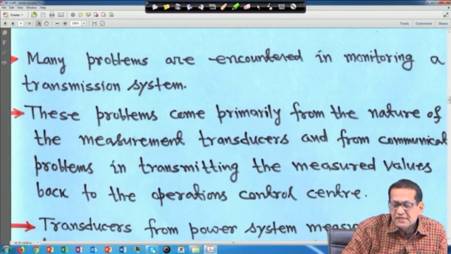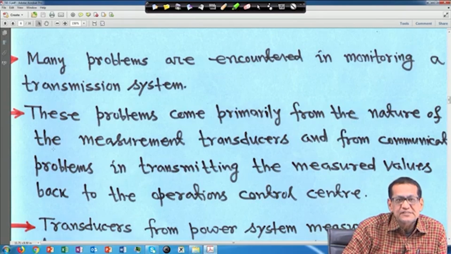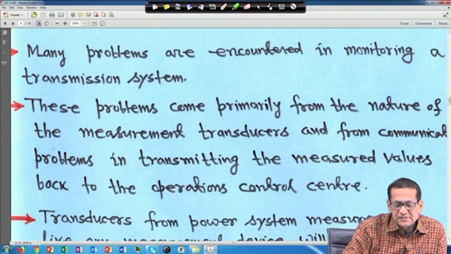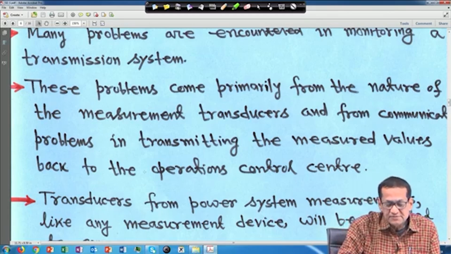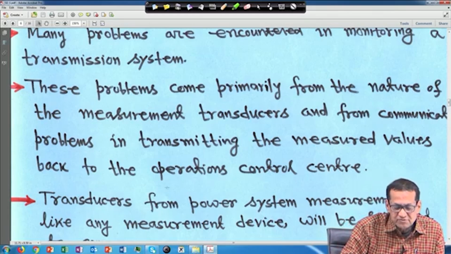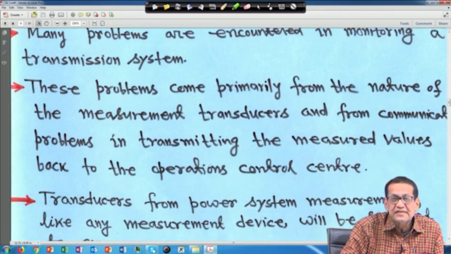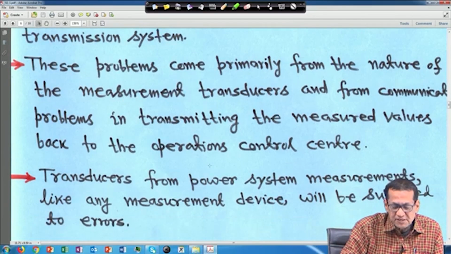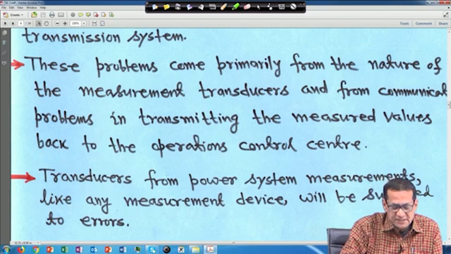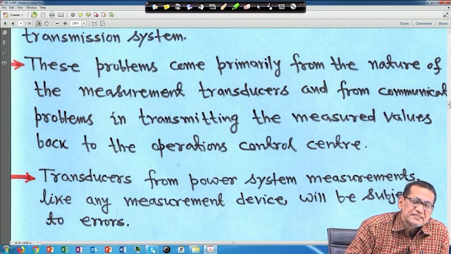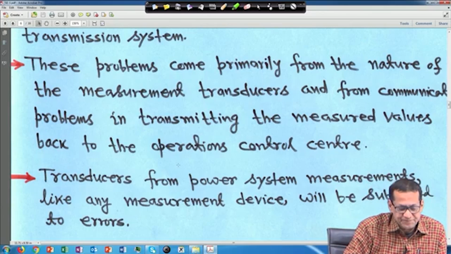Many problems are encountered in monitoring a transmission system. These problems come primarily from the nature of the measurement transducers and from communication problems in transmitting the measured values back to the operation control center. Transducers in power system measurements, like any measurement device, will be subject to errors. So, nothing is error free.